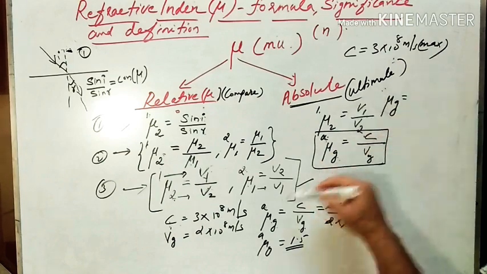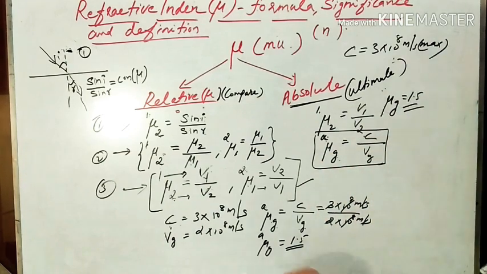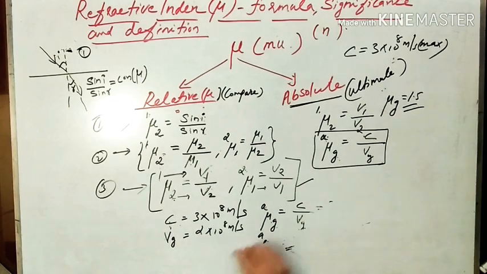We don't need to write air here. So it is 1.5. That is the absolute refractive index. Alright.